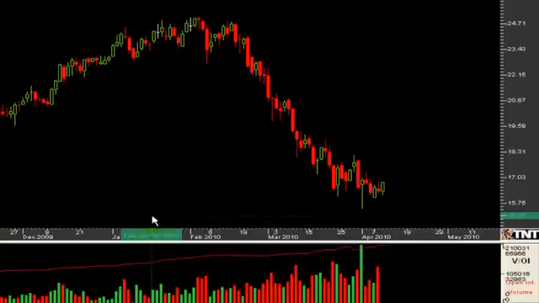So what we tend to do more often than not is we tend to use stop orders. And what that means is we will set a price that once the market trades there, then our order automatically becomes a market order and we are in the trade.